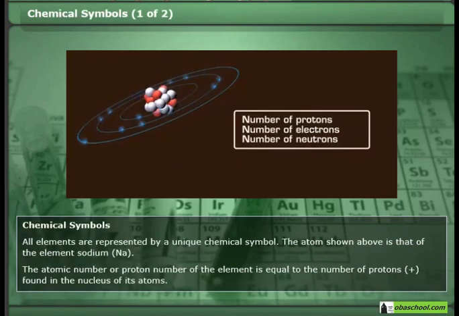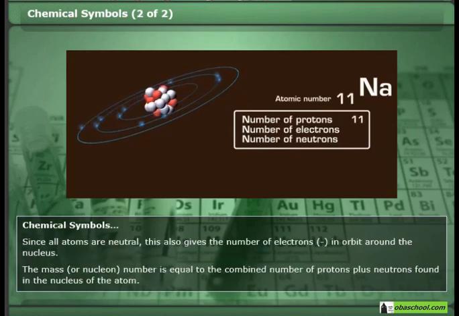Chemical symbols. All elements are represented by a unique chemical symbol. The atom shown above is that of the element sodium, Na. The atomic number or proton number of the element is equal to the number of protons found in the nucleus of its atoms. Since all atoms are neutral, this also gives the number of electrons in orbit around the nucleus.